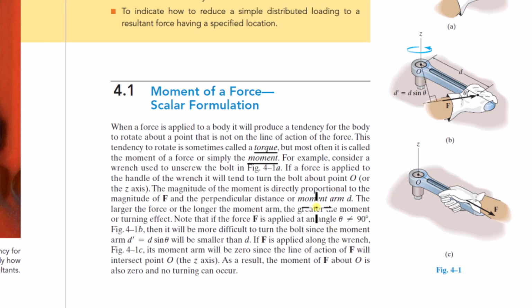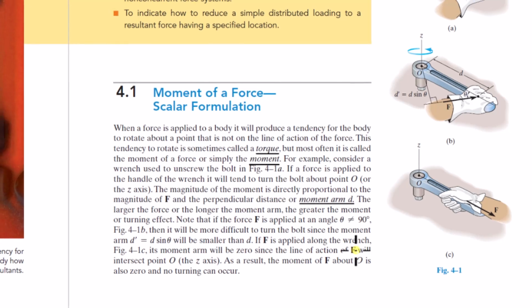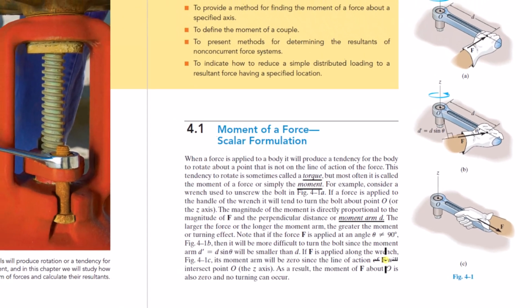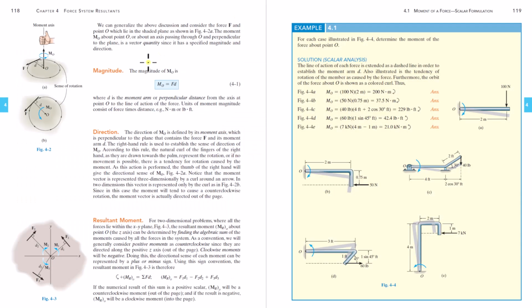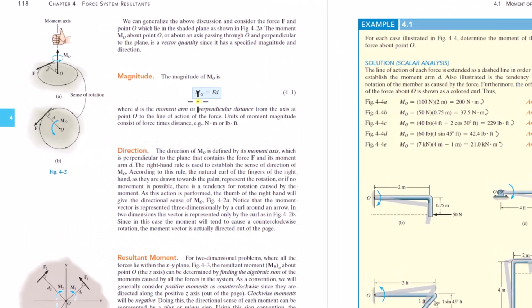That perpendicular distance is called the moment arm. So the force times the moment arm relative to a point or an axis, that is the moment of the force about that point or axis. That is a measure of the tendency of that force to cause rotation about that point or axis. Okay, and so here's that general definition.